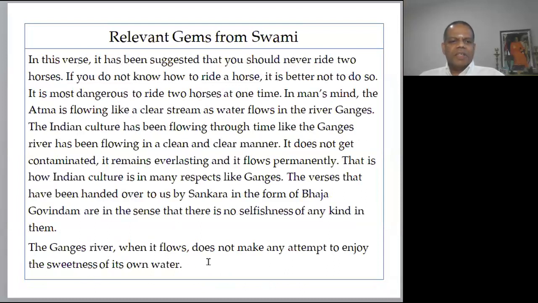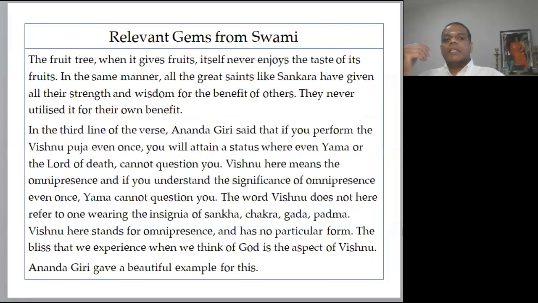See, the Ganges River, when it flows, does not make any attempt to enjoy the sweetness of its own water. So its water is sweet. Swami says there's some selflessness in the Ganges. It doesn't taste itself. The trees don't eat their own fruits, but it's for others' benefit. So Swami is telling that people like Shankara have given out so much for everyone to benefit. That selflessness comes through. The Ganges itself is selflessness. So if you taste a little bit of that selflessness, you will also be selfless.